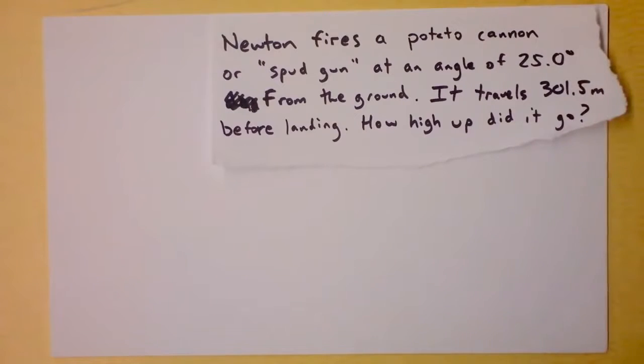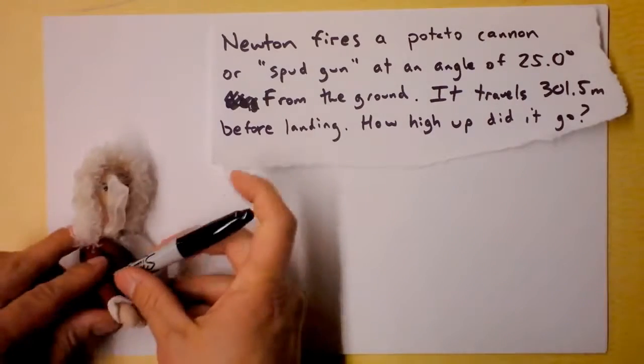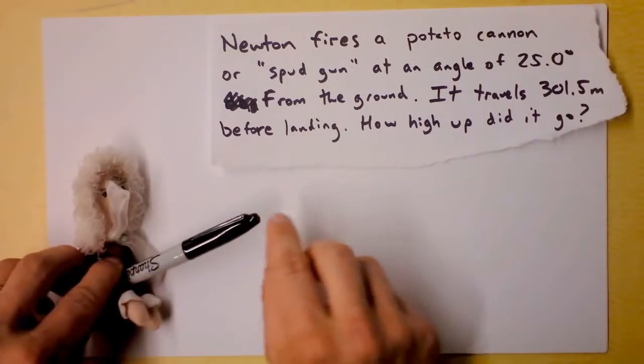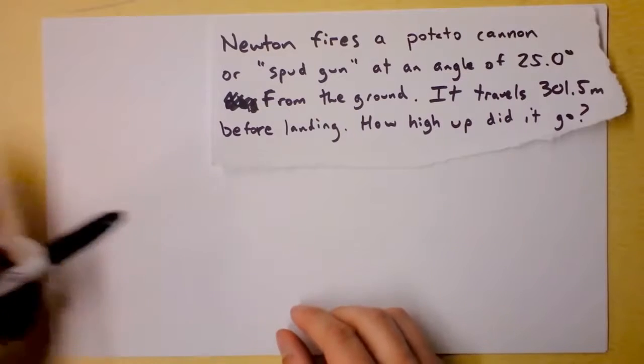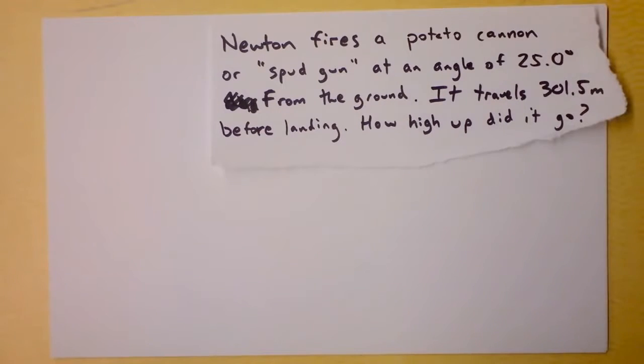You might be taking a physics class, and if so, you might meet this particularly insidious problem. It'll just come up and say hey to you, and you'll look at it and be like, what? And then you'll read it, and it'll say Newton fires a potato cannon or spud gun at an angle of 25.0 degrees from the ground. And the potato is going to fly out, and it's going to travel 301.5 meters before landing. The question then asks, how high up did it go?